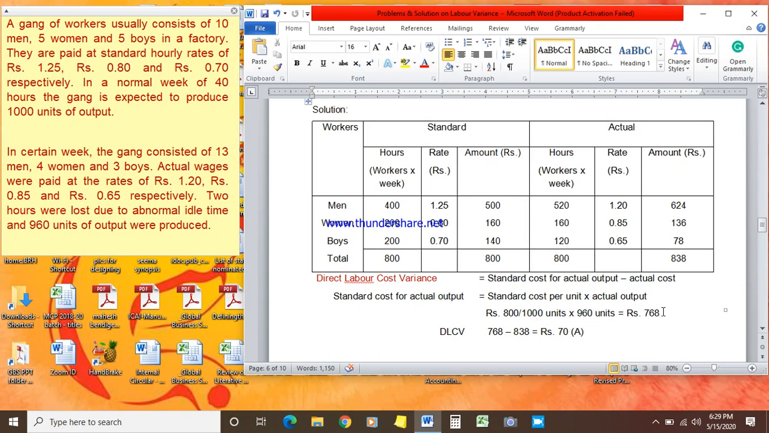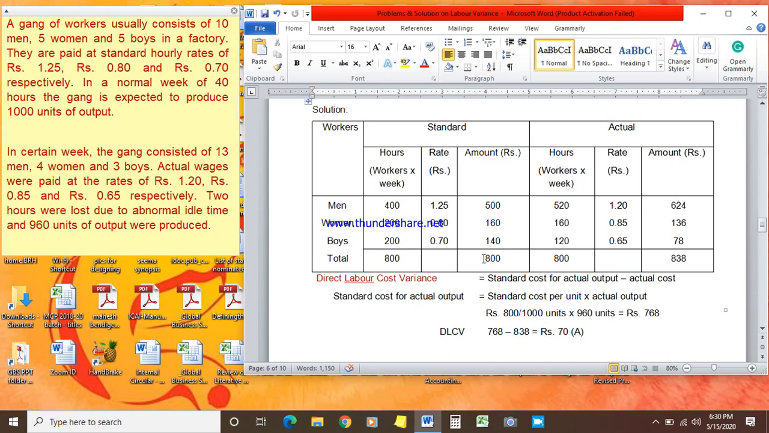So we get 768, which means the actual production that has taken place is only for 960 units. So accordingly, what should be the standard cost for these 960 units that we are supposed to first fix up? This 800 is actually for 1000 units. But here this 838 is spent not for 1000 units but only for 960 units. So for that sake, we need to make a suitable adjustment in our total standard cost.